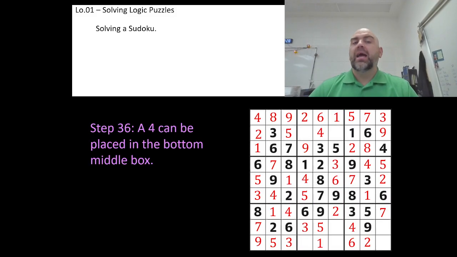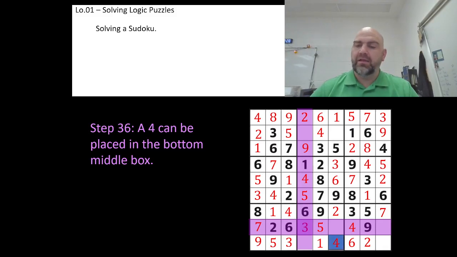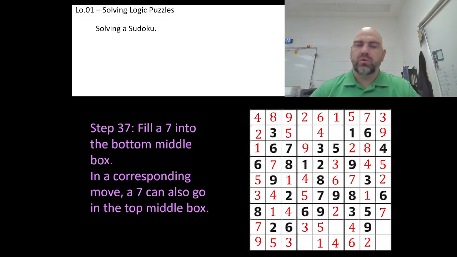Step 36. A 4 can be placed in the bottom middle box. We're missing that. This row right here, or that column right there, has a 4. The middle row has a 4, so we have to put a 4 in there, and that finishes up our 4s. Okay, that was a tough one because there were not a lot of 4s actually given. None. There was a 1, a 4 was given. So we're getting our way to finding all of our 4s.